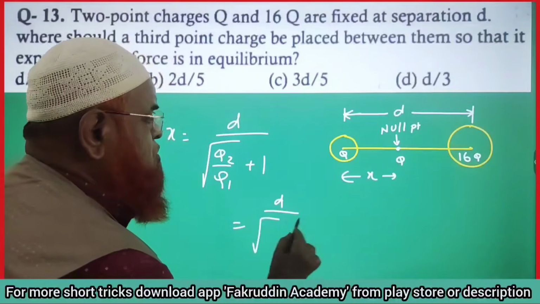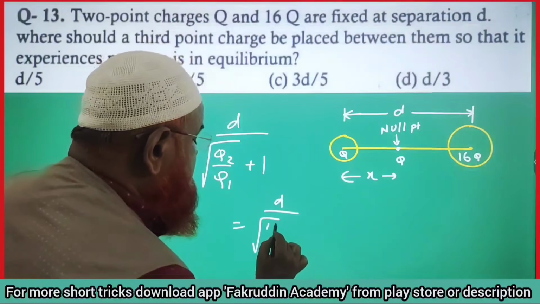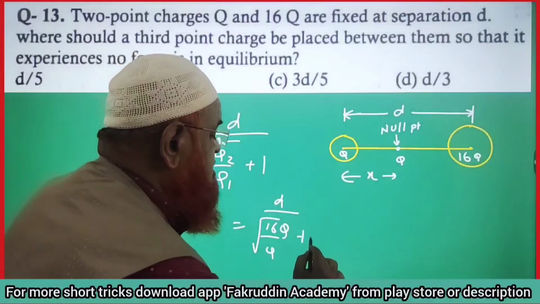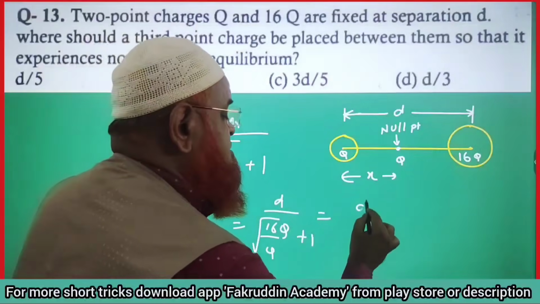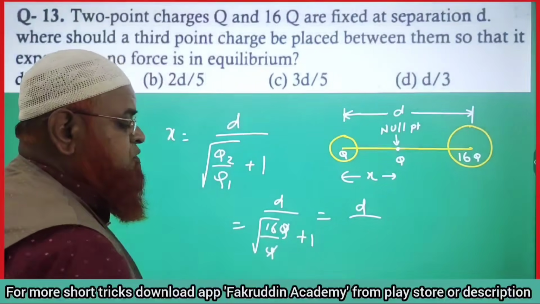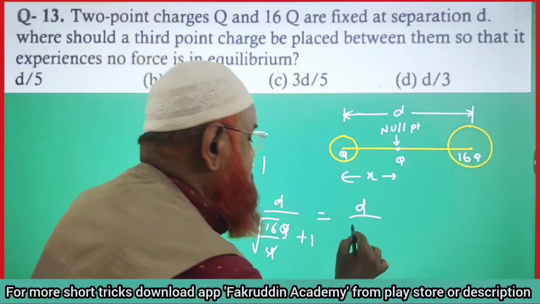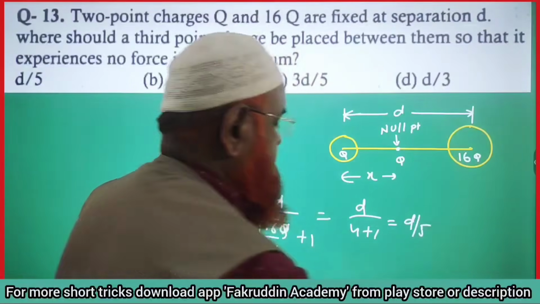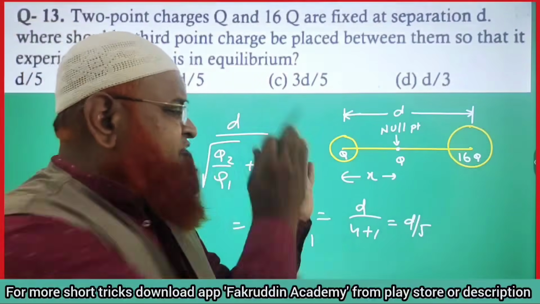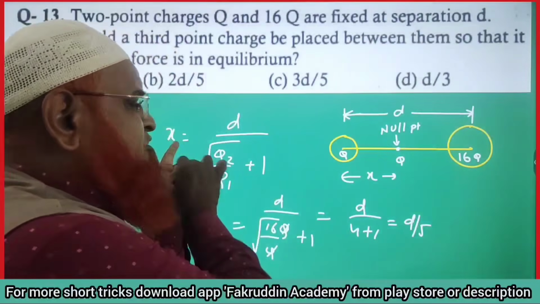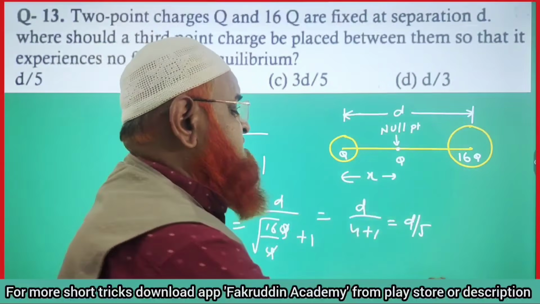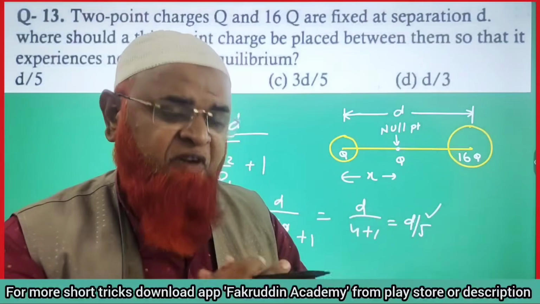And what is q2? q2 is nothing but 16q, q1 is nothing but q, and this is going to be plus 1. Then your answer is going to be d. This q gets cancelled. Root 16 is going to be 4, plus 1. So your answer is going to be d by 5. So from the smaller charge, this is the formula applied to get the neutral point, and that is going to be d by 5.